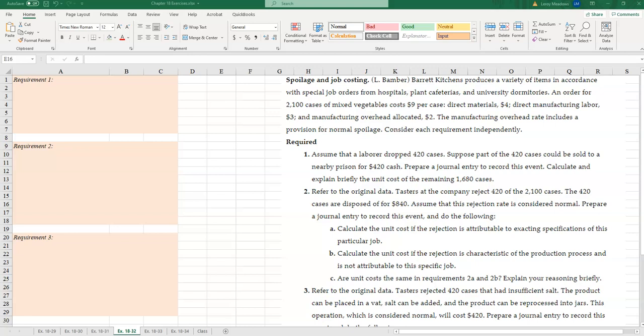So we're going to work out exercise 18-32 at the end of your chapter. That's chapter 18 on spoilage, rework, and scrap. So let's go ahead and get started.